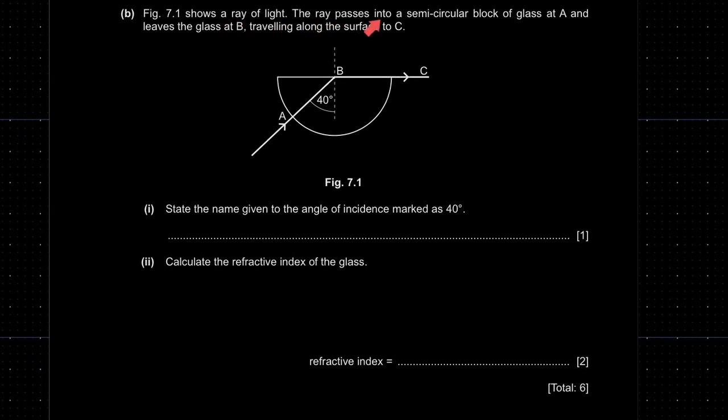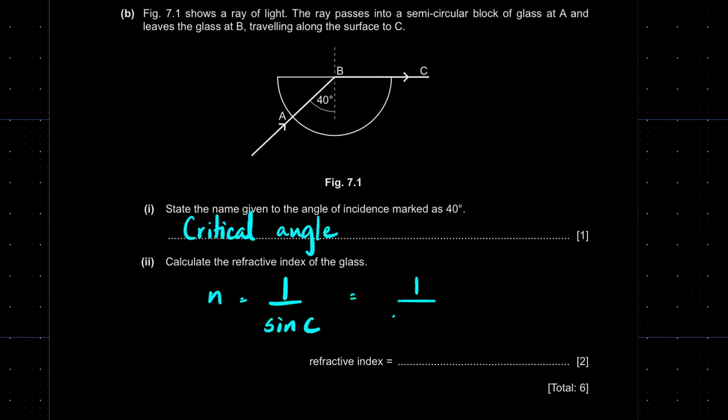This shows a ray of light. The ray passes into a semicircular block at A and leaves the glass at B, traveling along the surface to C. As you can see, this is forming the critical angle case. State the name given to the angle of incidence marked as 40. This is the critical angle. Calculate the refractive index of the glass. We know this relationship: n equals 1 over sine C, or sine C equals 1 over n. So we do 1 over sine 40. Correct to 2 SF, this turns out to be 1.6.